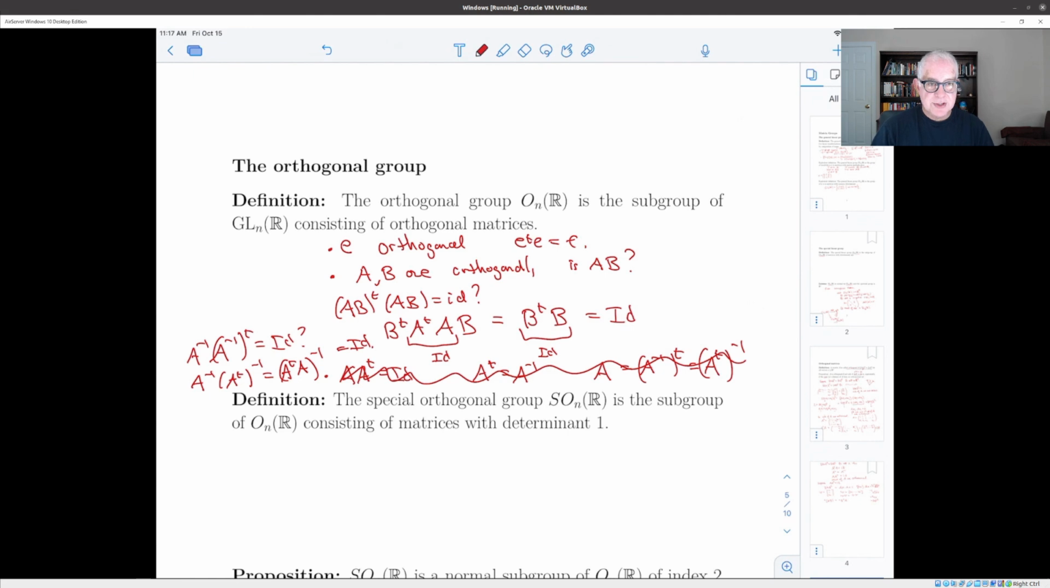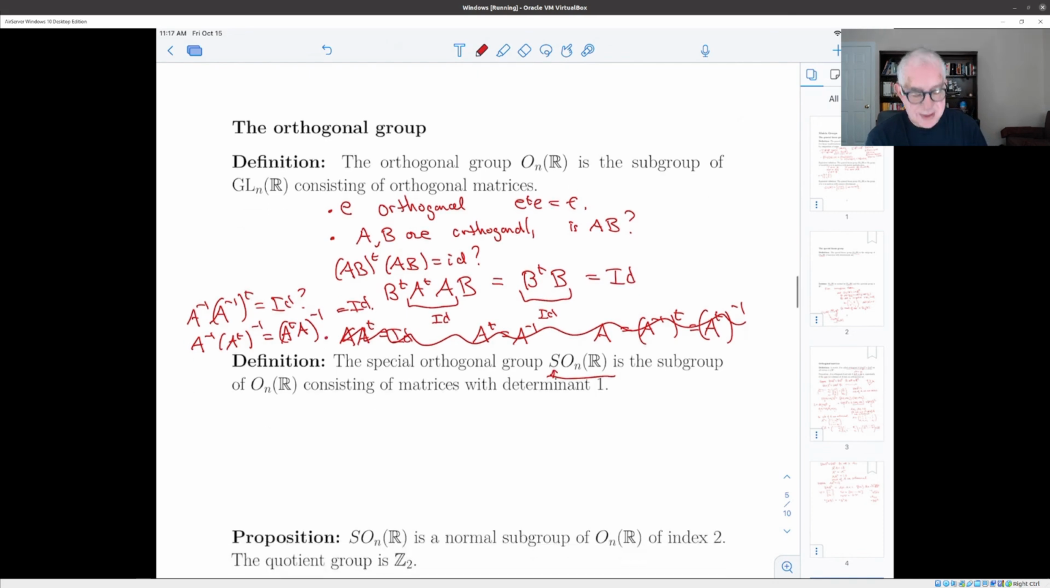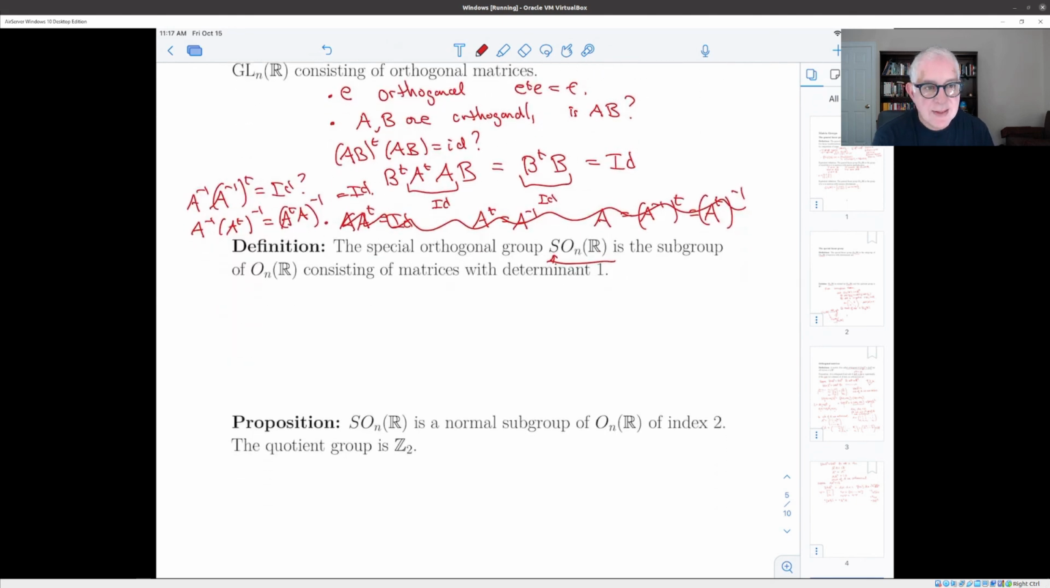And if you further restrict, and you not only require that the matrix be orthogonal, but also that it have determinant 1, then you get a group called SO_n. So S is sort of always the code word for determinant 1, consisting of orthogonal matrices with determinant 1. And just like we did with SL_n(R) in GL_n(R), we can look at SO_n(R) in O_n(R). And now we use the fact that the determinant of an orthogonal matrix has to be plus or minus 1.